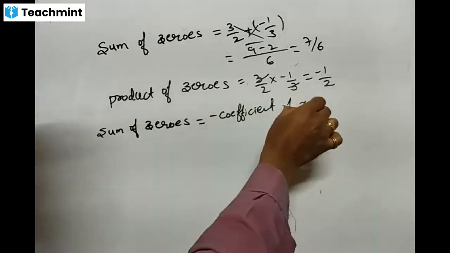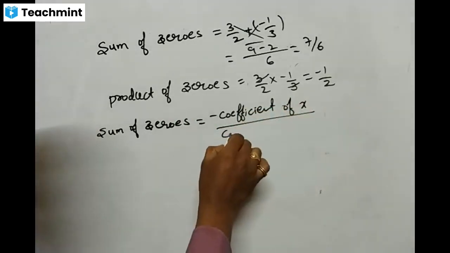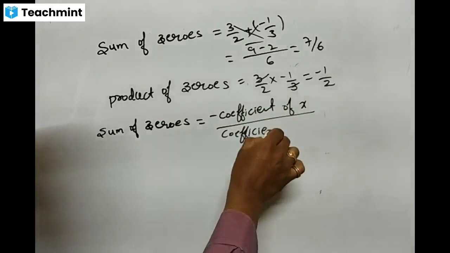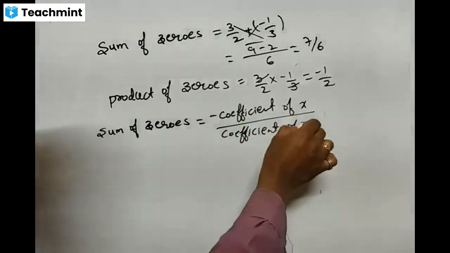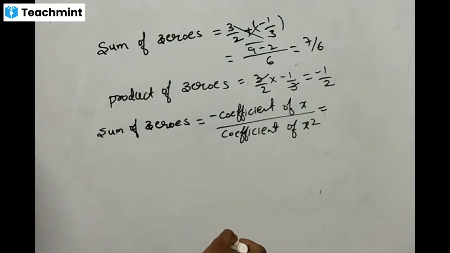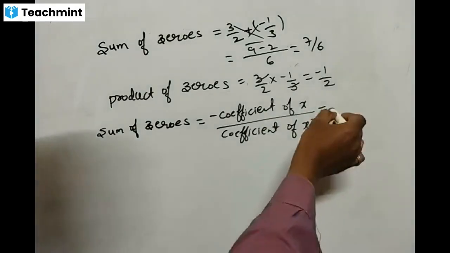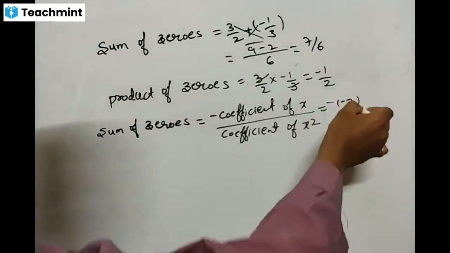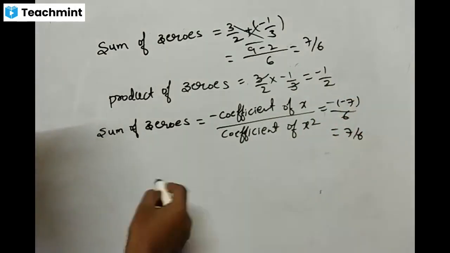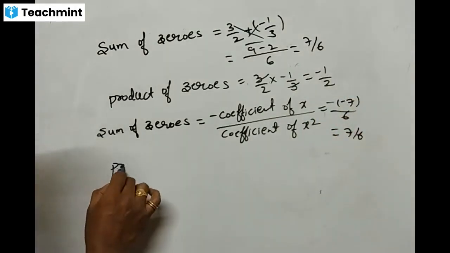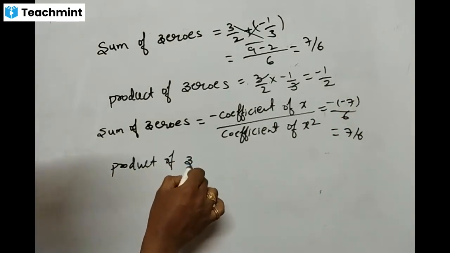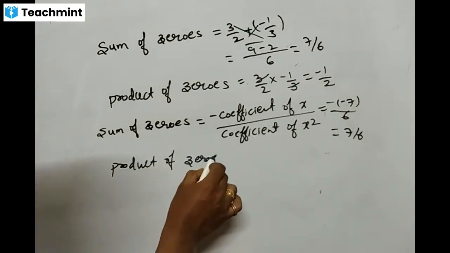Coefficient of x square. Completed, no, sir. That is 7 by 6. You have written this one? Yes, sir. Written, sir. Okay, this is only what I am asking. Constant term by coefficient of x square.